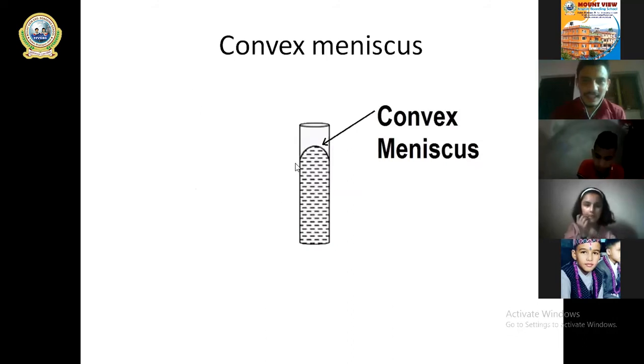Depressed, isn't it? See it, depressed at side and raised at the center. This is called convex meniscus. Okay, it is called convex meniscus.